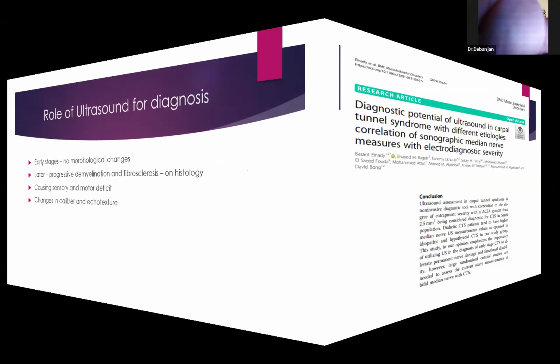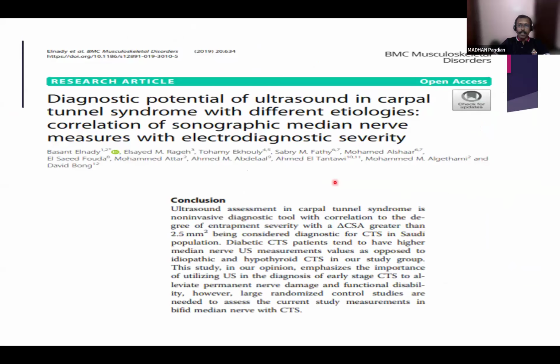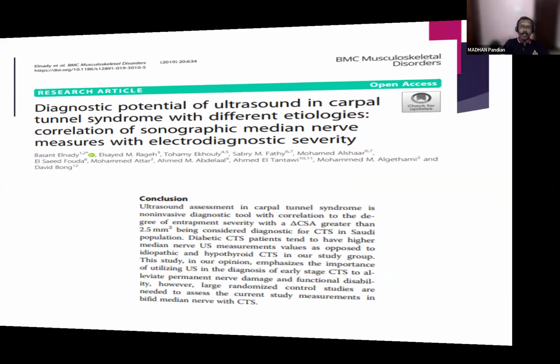So what is the diagnostic potential? Any difference of more than 2.5 millimeters square. This study was done in Saudi Arabia. Anything more than 2.5 millimeters square is considered as significant, and this shows the importance of ultrasound in early carpal tunnel syndrome patients. So this can actually alleviate permanent nerve damage and functional disability. So always this should be investigation number one.